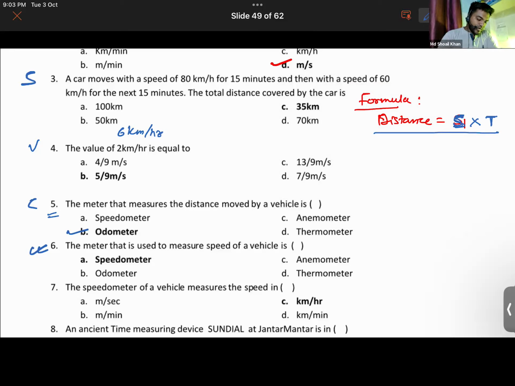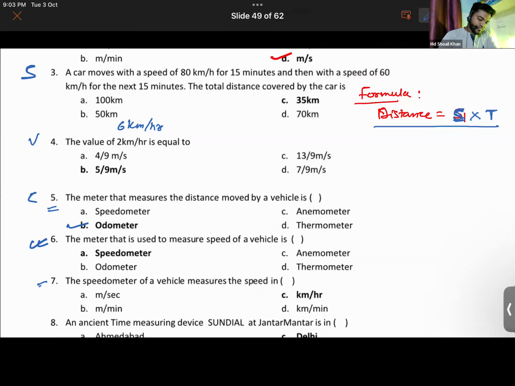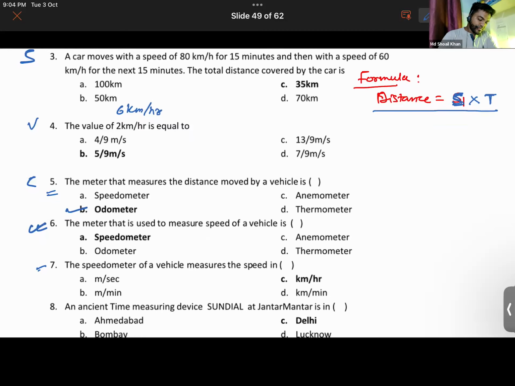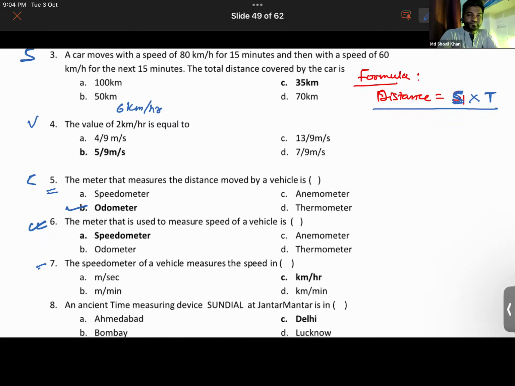Chakrika, meanwhile, you look at question number 7 also. Look at this one. Sir, it's kilometer per hour, right?